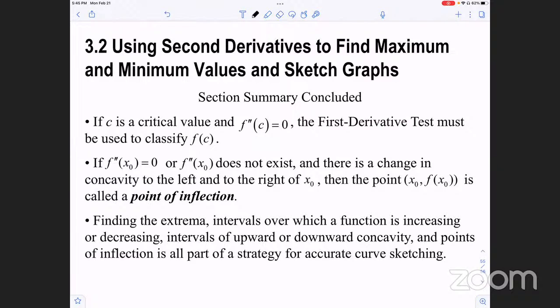And then finding the extrema, the intervals over which a function is increasing or decreasing, intervals of upward or downward concavity, and points of inflection is all part of a strategy for accurate curve sketching. Right, so we know how to find the peaks of mountains, the bottoms of valleys, the points of inflection, where the graph is increasing, where the graph is decreasing, where the graph is concave up, and where the graph is concave down. All of these things I just rattled off are what the first derivative and the second derivative tell us about these curves, these graphs.